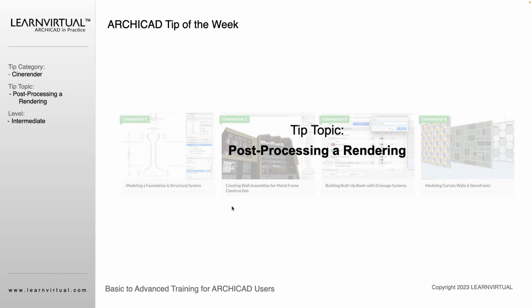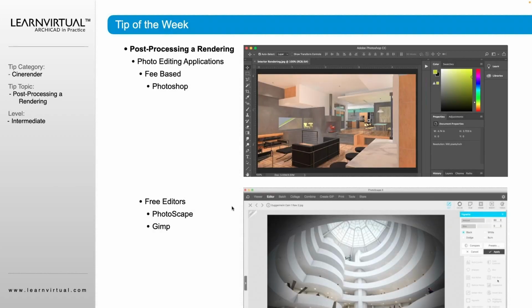We're going to talk about post-processing a rendering. I think we went over a little bit of this in more depth a couple weeks ago, but there's a couple different ways. When we talk about the post-rendering, we have rendered the image and now we want to do more with it. We want to take it to the next level. And to do that, we're going to use outside programs, outside of ArchiCAD.